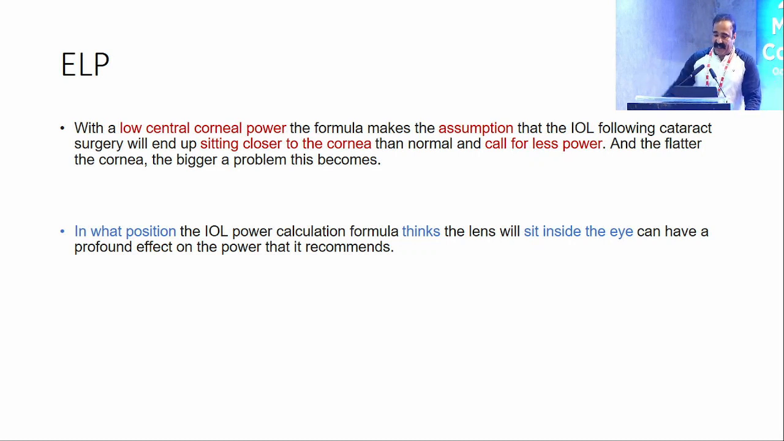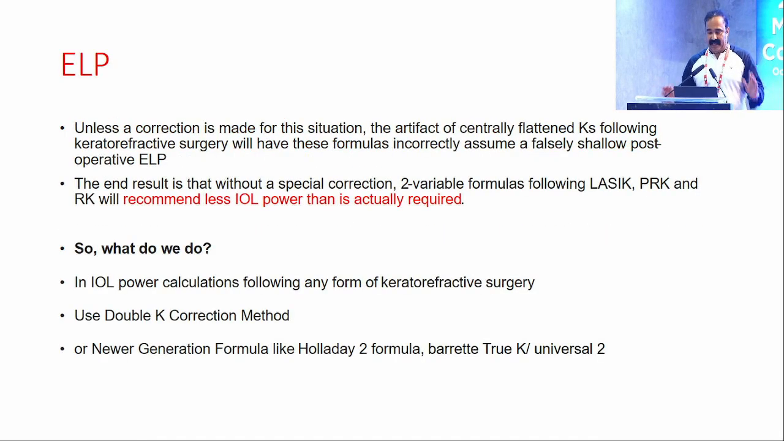So the flatter the cornea, the bigger the problem. The position at which the IOL calculation thinks the lens will sit inside the eye can have a profound effect on the IOL power that it recommends. Unless a correction is made, centrally flattened corneas will make formulas incorrectly assume a falsely shallow postoperative effective lens position. So the end result is that if you don't make any correction, these formulas following refractive surgery will recommend an IOL power which is lesser than what is actually required.